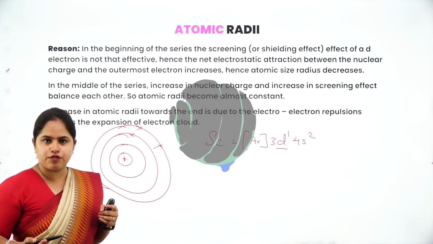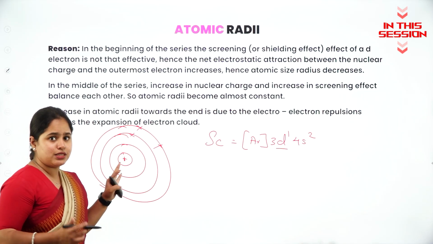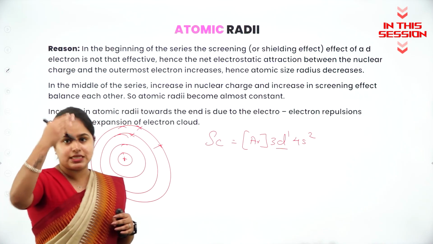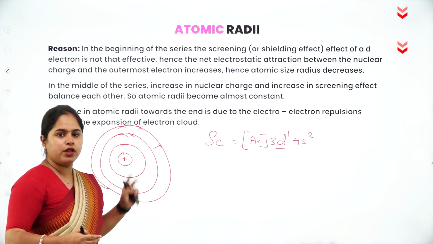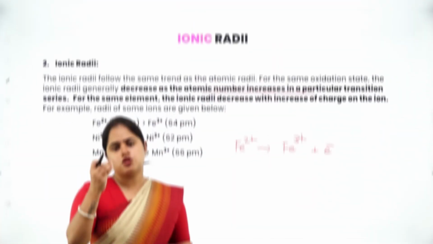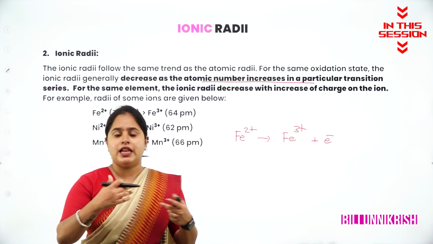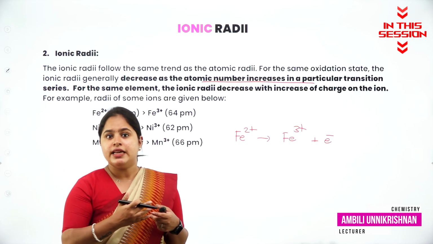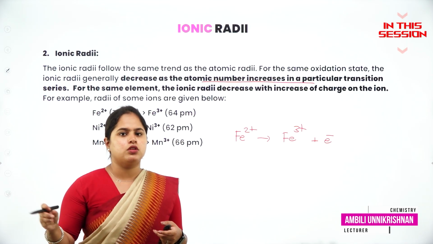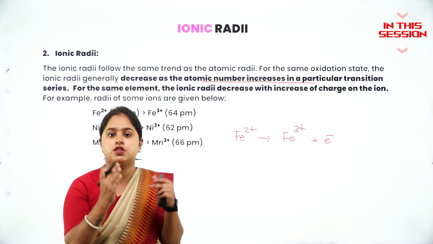So what is screening effect actually? The inner electrons are acting as a screen which keeps the nucleus away from the outermost electrons. So if one electron is lost, the electrostatic force of attraction between the nucleus and the outermost electron will increase, right? One electron is lost, so the attraction will increase and the size will decrease.